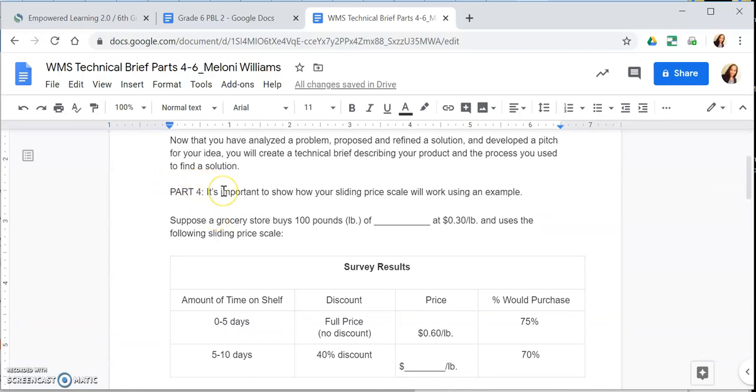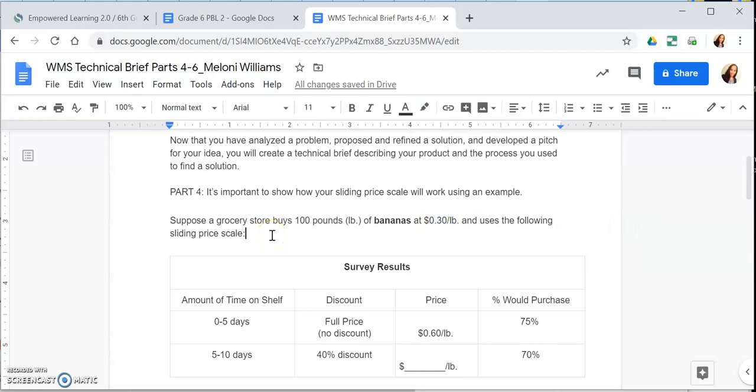It says part 4, it's important to show how your sliding scale price scale will work using an example. So suppose a grocery store buys 100 pounds of an item. So here's where we're going to select some type of item that you can buy at the grocery store. I always default to bananas because we know that they get bruised and I like bananas. So I'm just going to go ahead and put bananas into that blank space. So I'm the grocery store and I'm buying 100 pounds of bananas at 30 cents per pound. This means 30 cents when you see the decimal in front of the number.